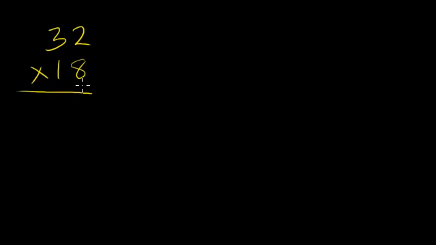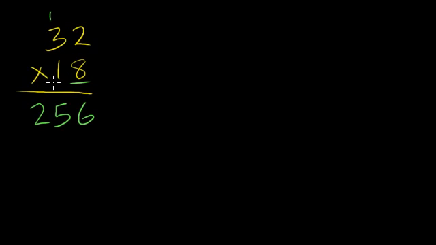I'll do it in our head this time because you don't always have all of the space to work with. So 8 times 2 is 16. Put the 1 up there. 8 times 3 is 24. 24 plus 1 is 25. So 8 times 32 was 256.